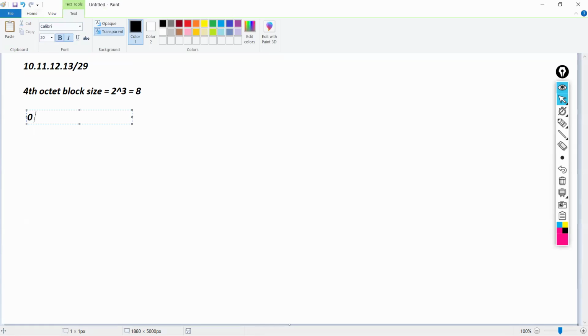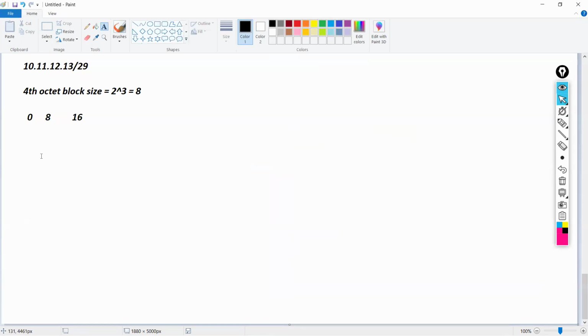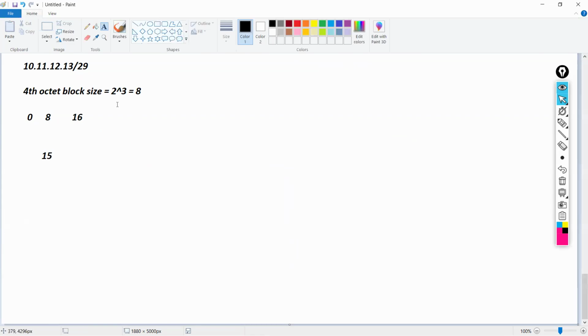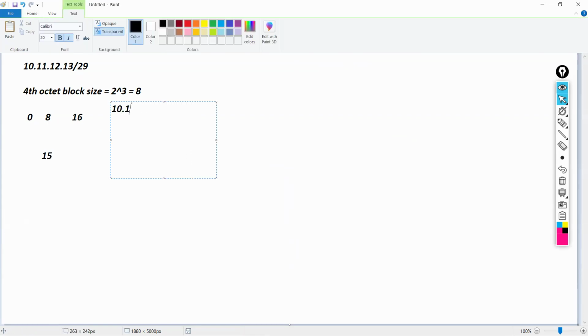So in the fourth octet, my first value will be 0, then the next value 8, then 16. What is my value here? 13. That means it will fall between 8 and 15. Right? So what will be my network ID? The first 3 octets I need to keep constant, dot 8. This will be my network ID, and 10.11.12.15 will be my broadcast address. Since the fourth octet is interesting, everything before the fourth octet is network.